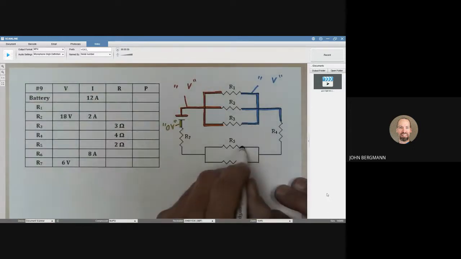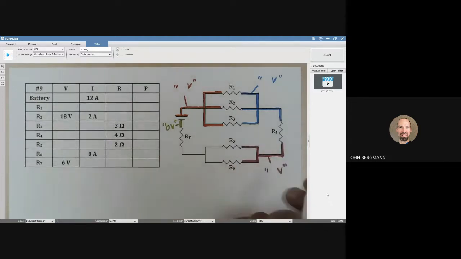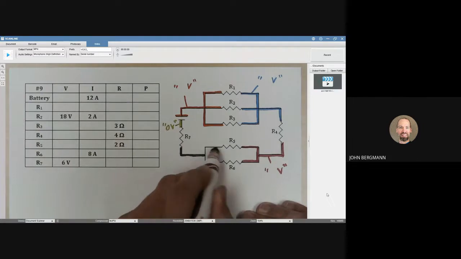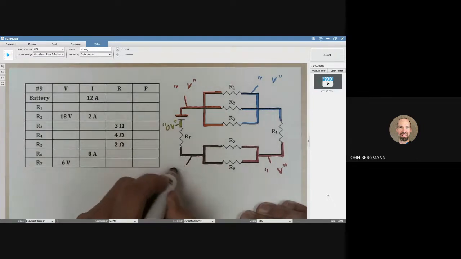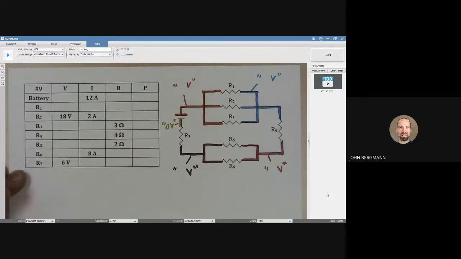All of this region right here has some value of electric pressure. And finally, all of this region here has some value of electric pressure. And you don't always have to find these, but I like to have them out there at the beginning just in case I need them. All right, well, what do we got here?